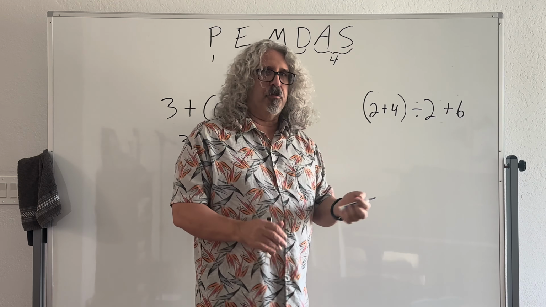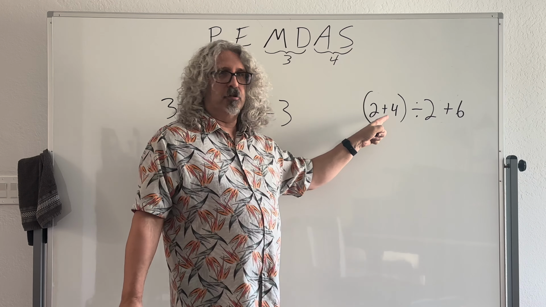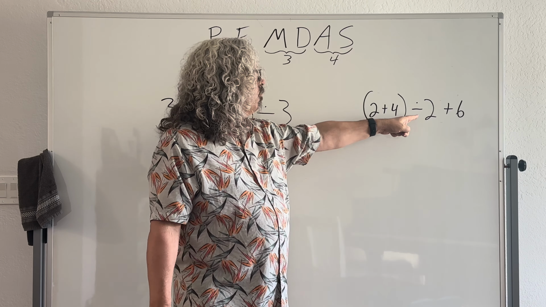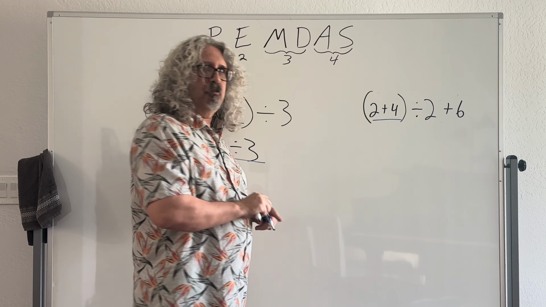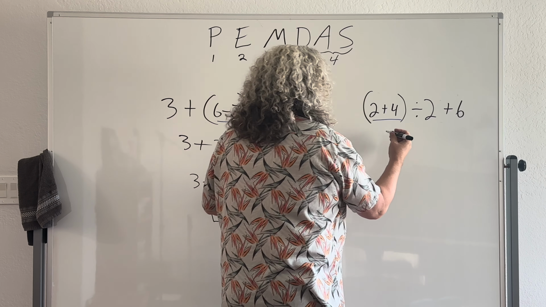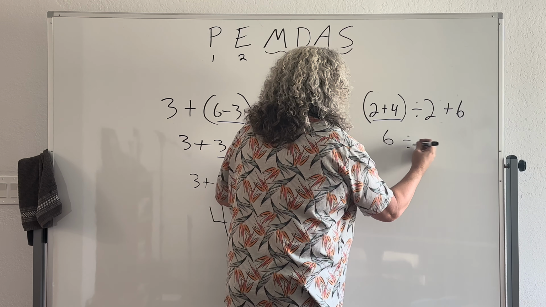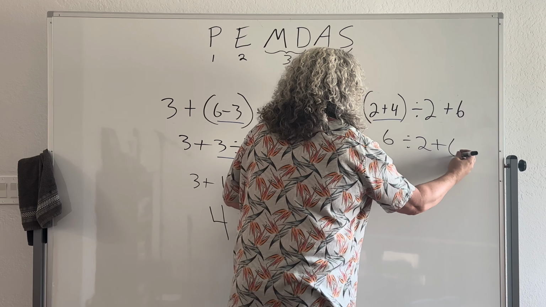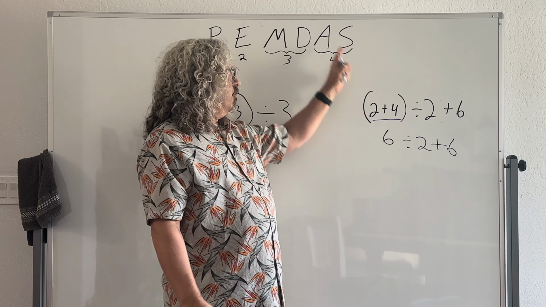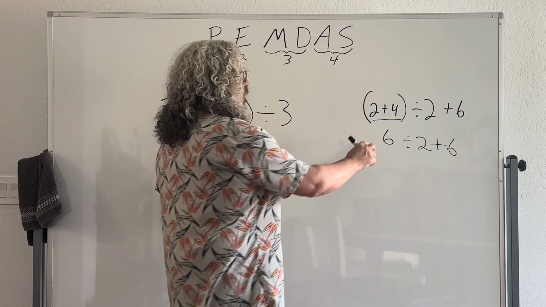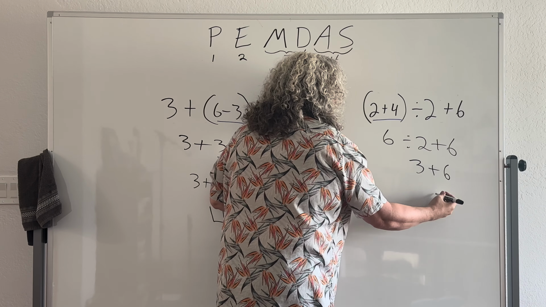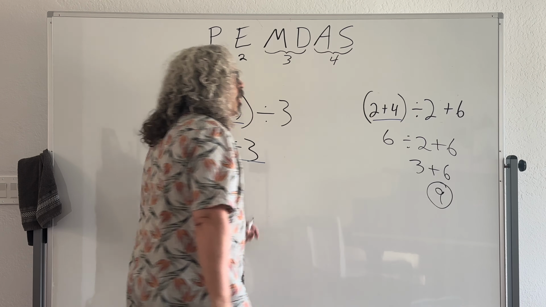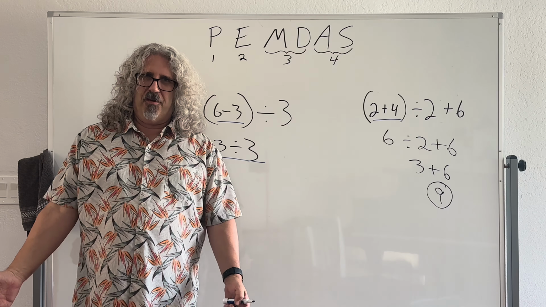Well, here I got the parentheses first. Now, normally I wouldn't do addition first. I would do the division first. But since it's inside the parentheses, I'm going to do my addition as the first step. So 2 plus 4 is 6, divided by 2, plus 6. What comes next in this? Division, division. So I'm going to go 6 divided by 2. And I'm going to get my 3 plus 6 for an answer of 9. And that's how we do parentheses, okay?